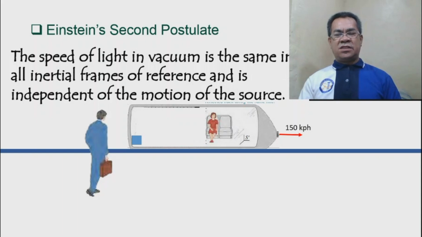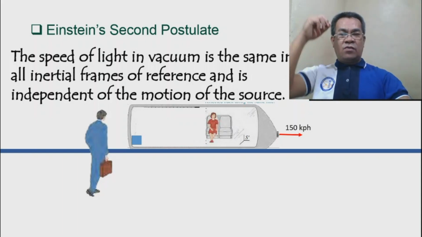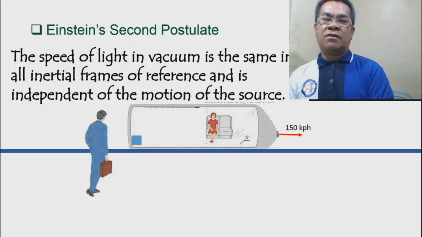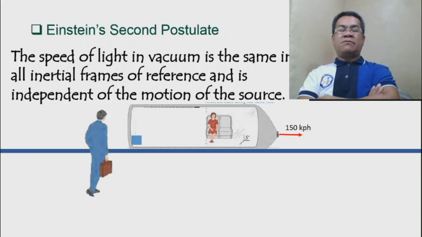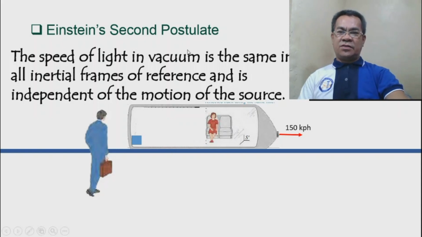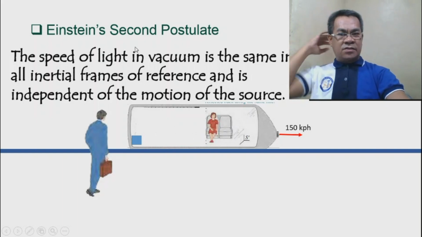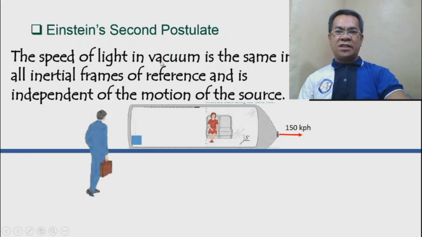Now, if we change the moving particle, instead of a man, we replace it with light. So the question now is, is the Galilean transformation applicable if the particle is a light particle? The answer is no. Why? Because according to this second postulate of Einstein, the speed of light in a vacuum is the same. Therefore, the speed of light does not change whether the frame is at rest or moving. And take note, this is independent of the motion of the source.